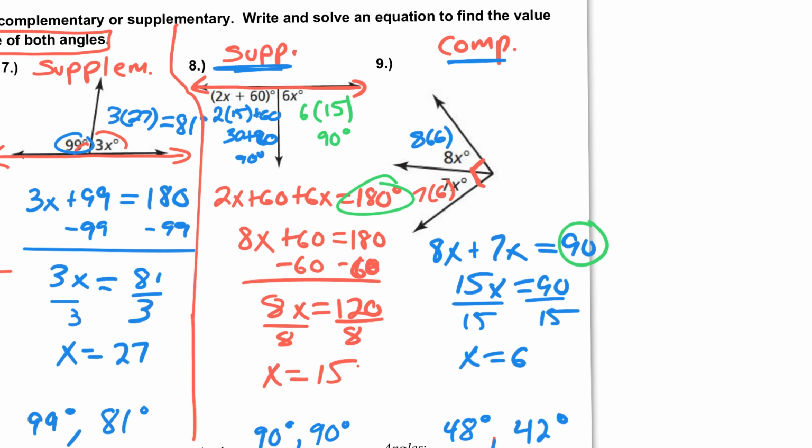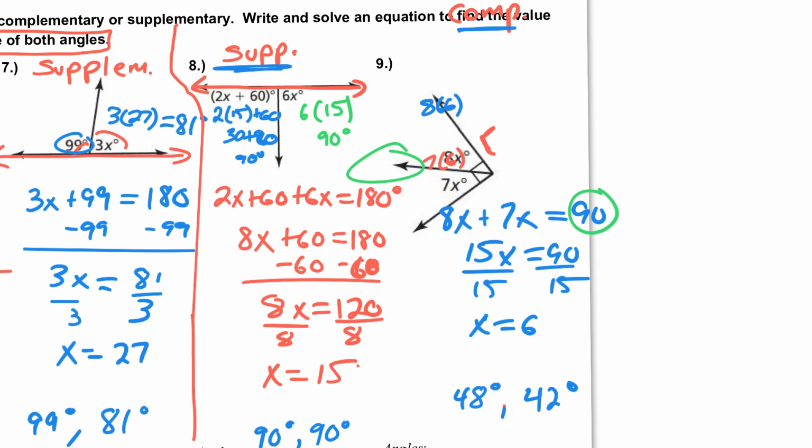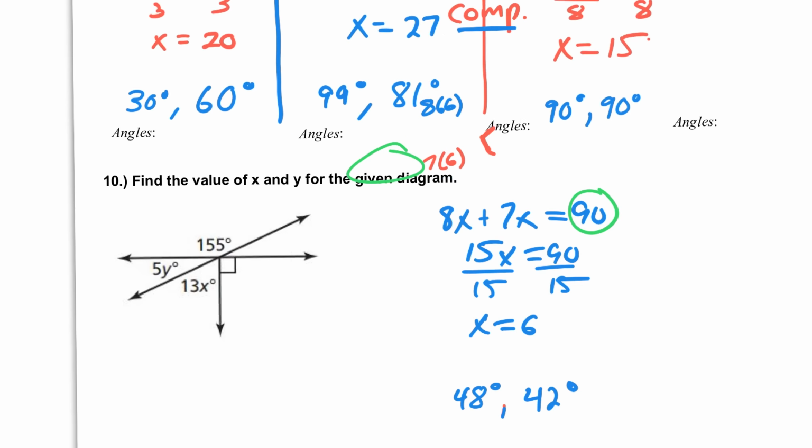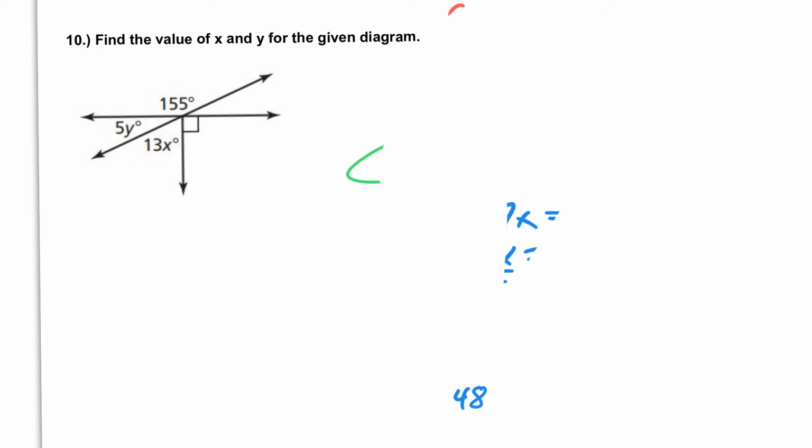Okay, scrolling down here to one last problem. I have to do a little erasing here before we do this problem. All right, taking a look at one last problem here. Number 10, it says find the value of x and y for the given diagrams. So we're going to use those definitions of supplementary and complementary to help us out.